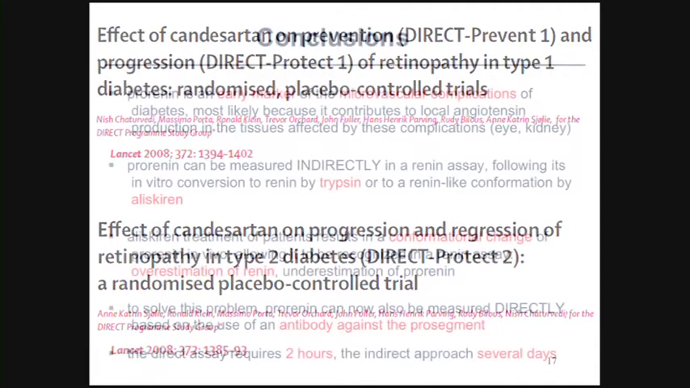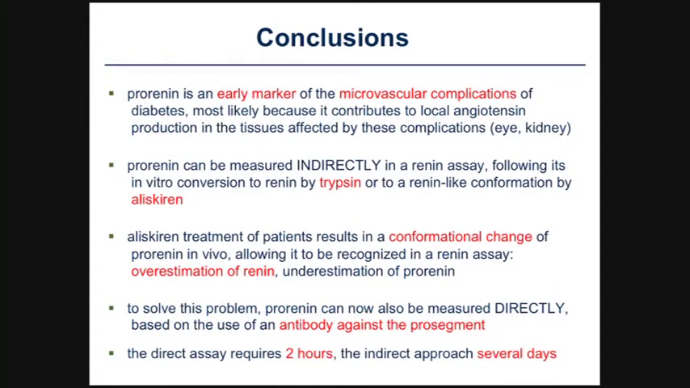conditions. Conclusions then. Pro-renin is an early marker of the microvascular complications of diabetes, most likely because it contributes to local angiotensin production in tissues affected by these complications. For instance, I showed you the eye and the kidney. Well, there are two ways of measuring pro-renin: indirectly in the classic renin assays, but then we have to convert it to renin with trypsin, or we have to incubate it with aldosterone.